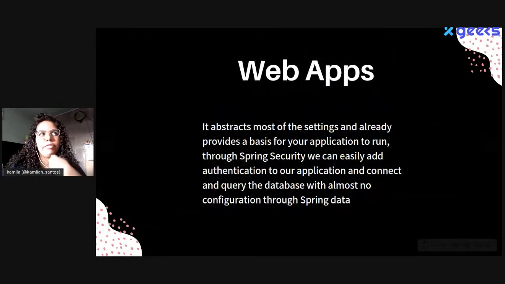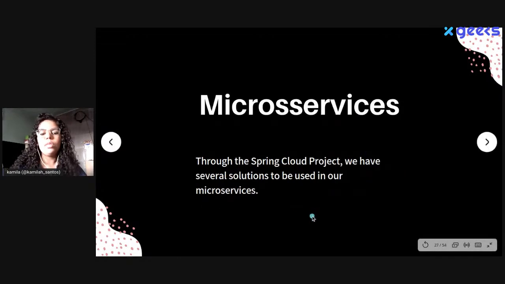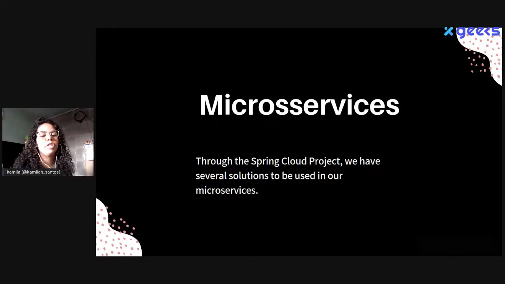We have some features in Spring to solve some problems. The first is for web apps. Spring abstracts most of the settings and already provides a basis for your application to run. Through Spring Security, we can easily add authentication to your web application and connect and query the database with Spring Data, for example. We have some features for microservices using Spring Cloud.